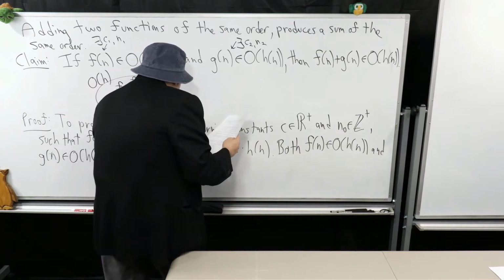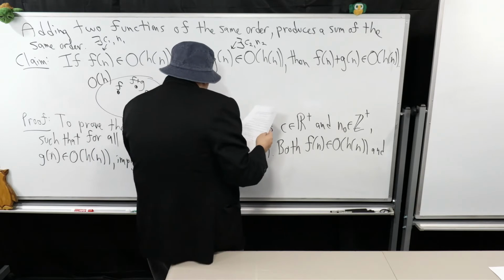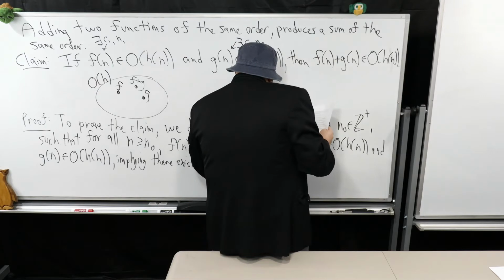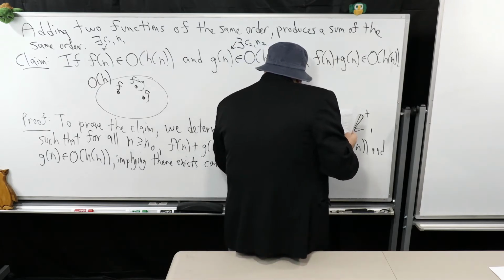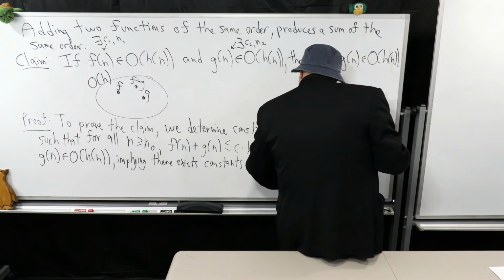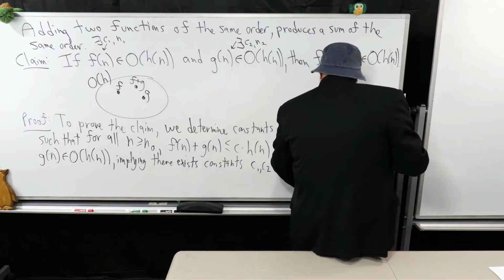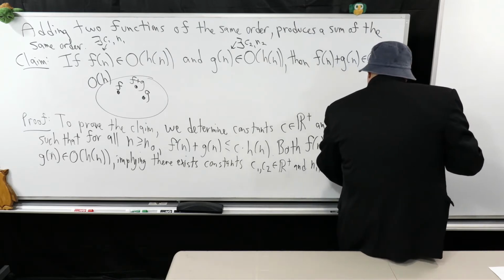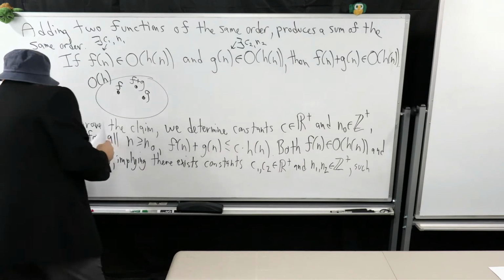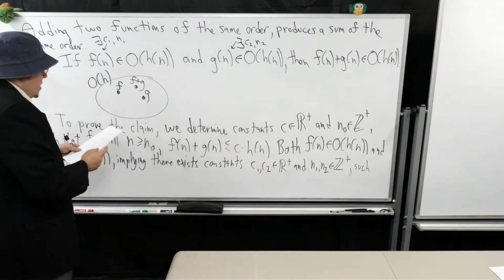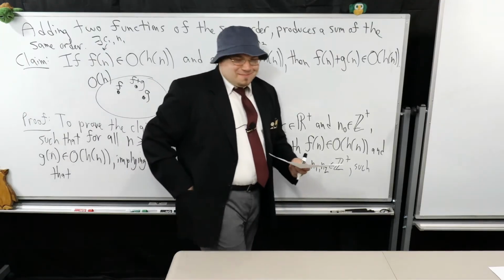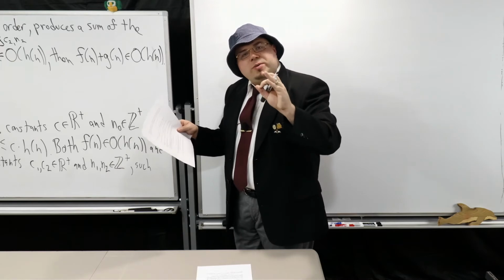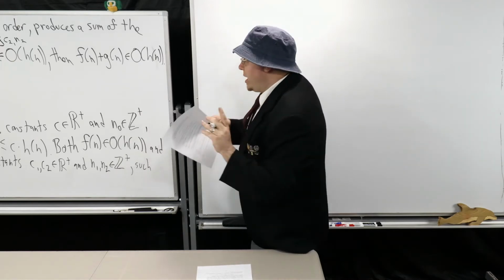There exist constants C1, C2, which are both positive real numbers, and N1, N2, which are positive integers, such that the following is true. So let's move over to the other board. Okay. So anyways, now what we're going to do is write what those inequalities would mean for each one of those big O definition invocations.